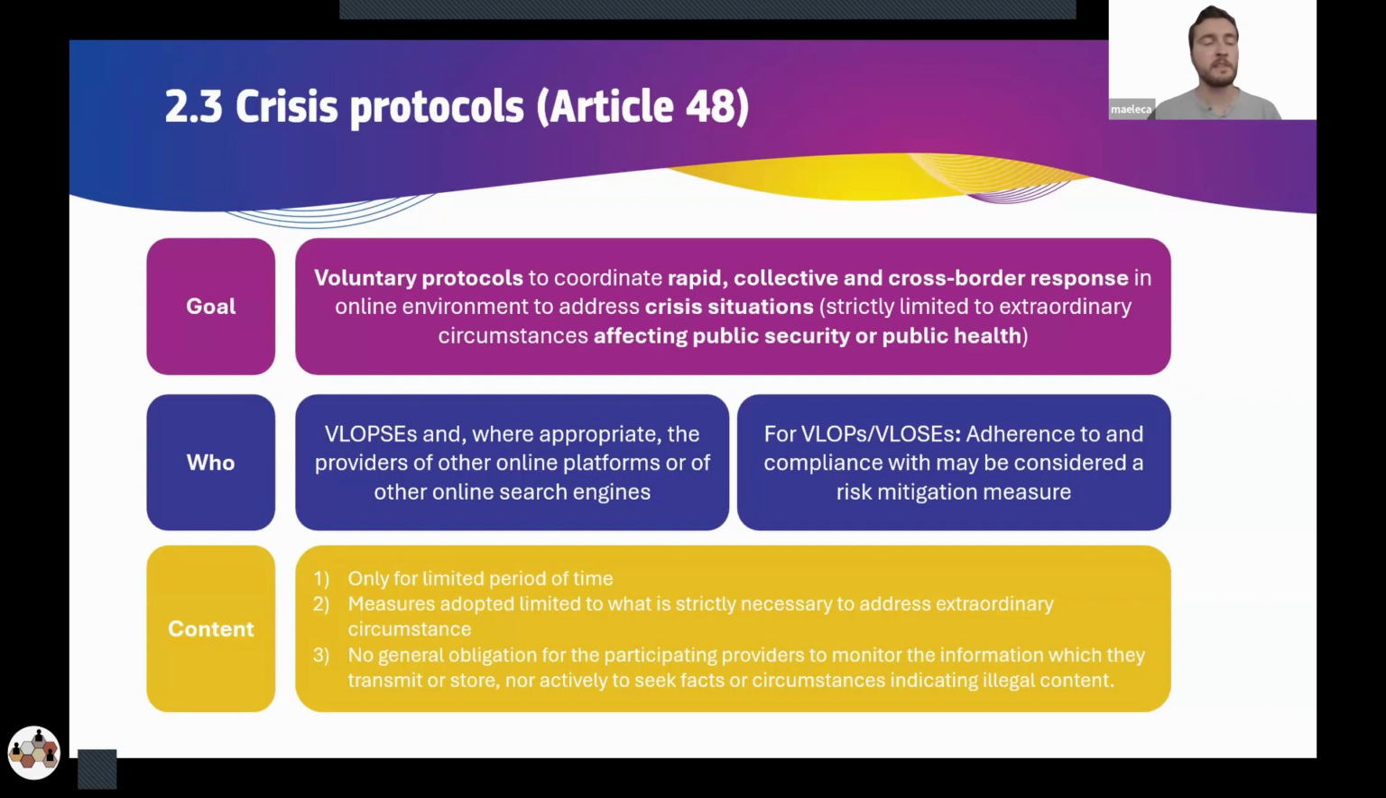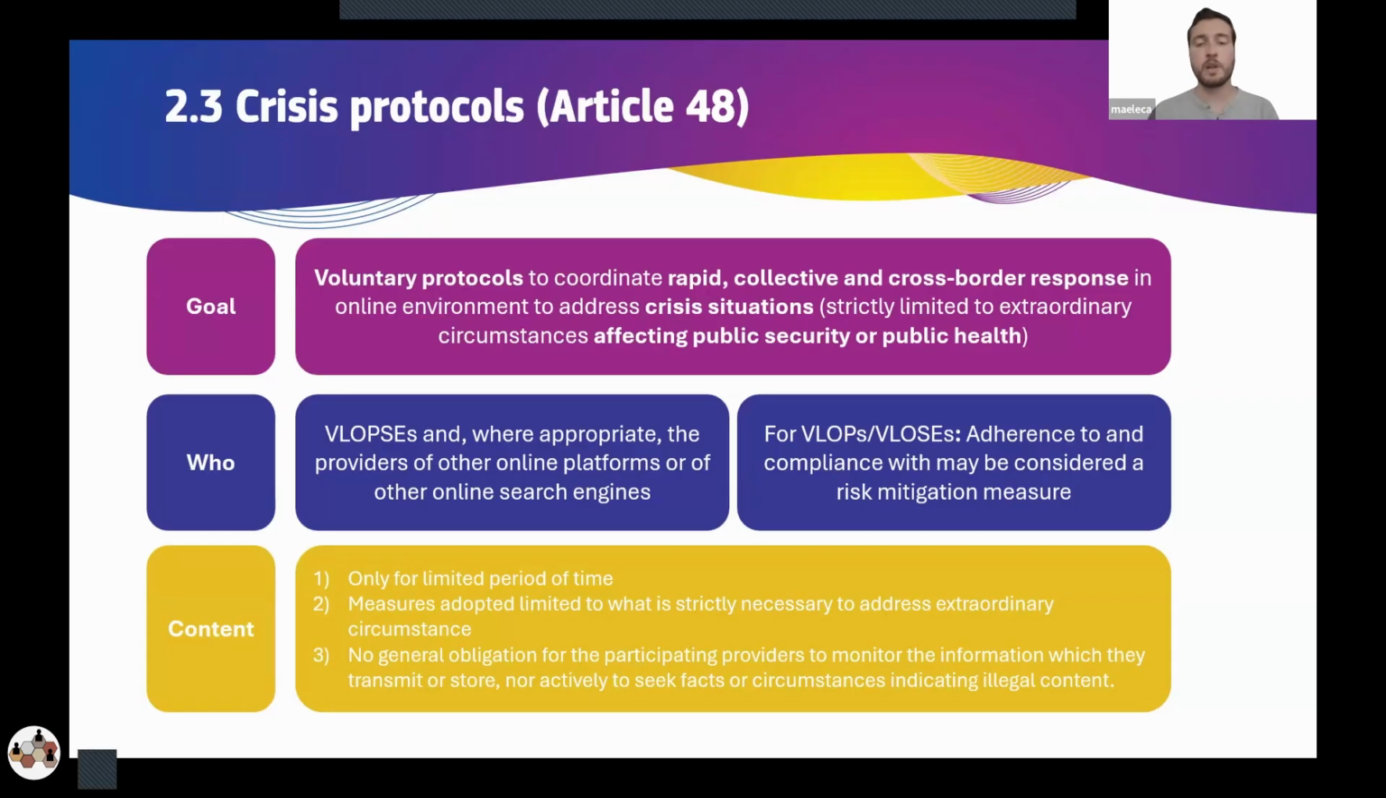Now, who can be involved in this? Well, the very large online platforms are, again, a bit the usual suspects here, but also other online platforms or other online search engines, to allow as much coordination as possible in case there is a crisis. For the very large online platforms and search engines, if they follow such a crisis protocol, it could also be a risk mitigation measure, again, linking with the architecture of the DSA. Now, such a protocol can only be for a limited period of time, and the measures need to be limited to what is strictly necessary to address the extraordinary circumstance.